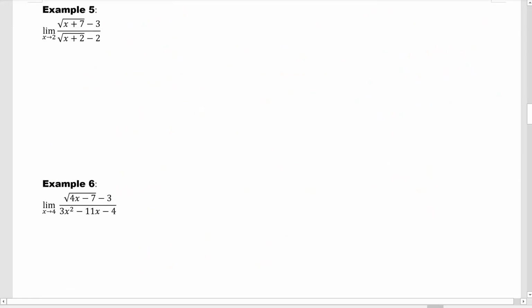Okay, let's continue. Look at this problem. When we plug in 2, what happens? 2 plus 7 is 9. Square root of 9 is 3. 3 minus 3 is 0. 2 plus 2 is 4. Square root of 4 is 2. 2 minus 2 is 0.